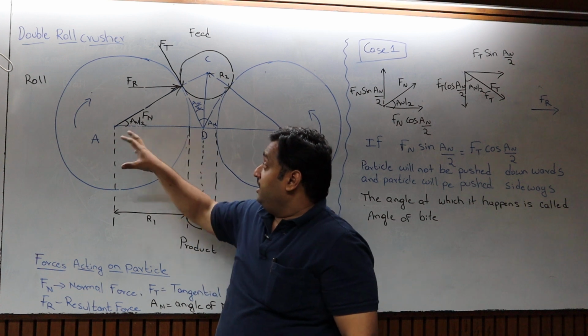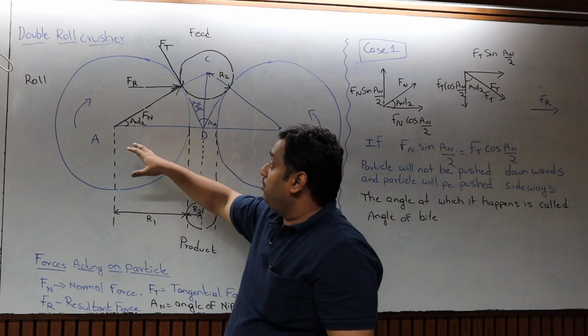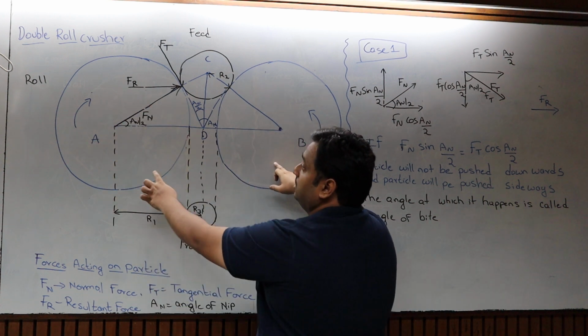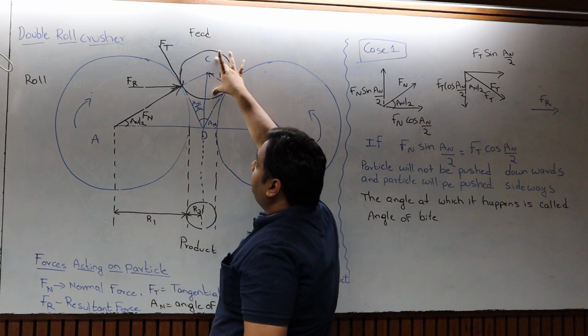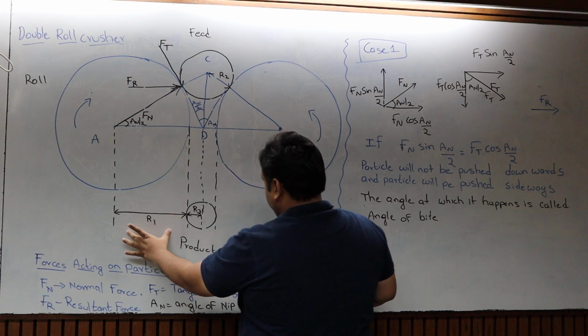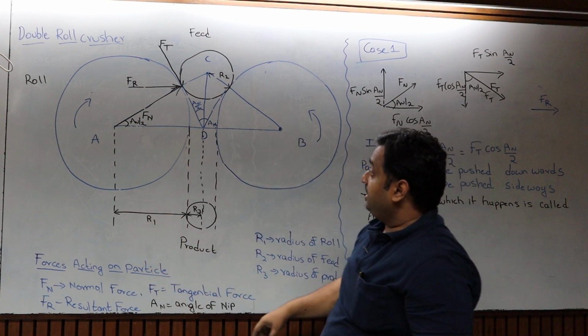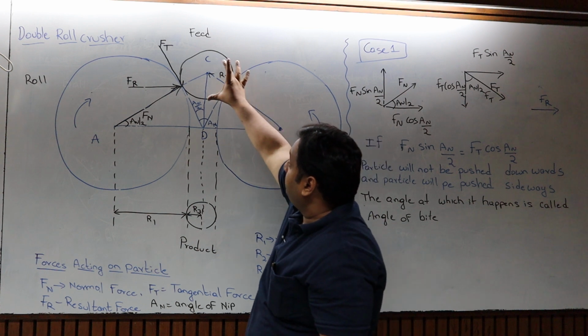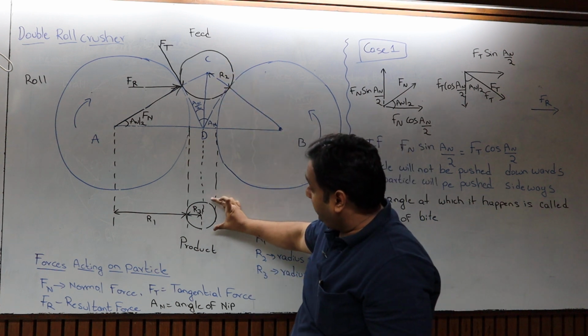I have drawn the schematic on the board. These are the two rolls. This is the size of the feed, and this is the size of the product. R1 is the radius of the roll, R2 is the radius of the feed, and R3 is the radius of the product.